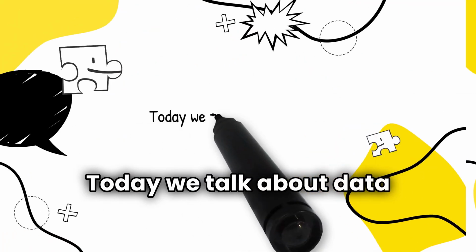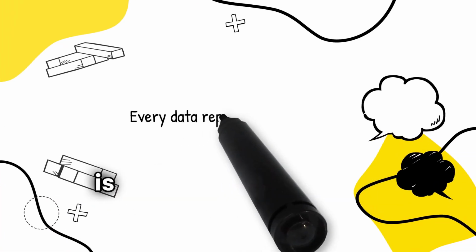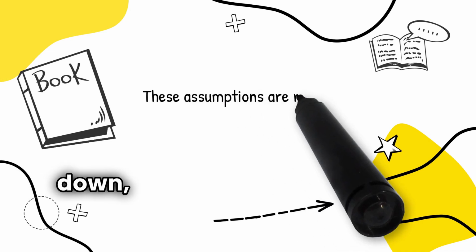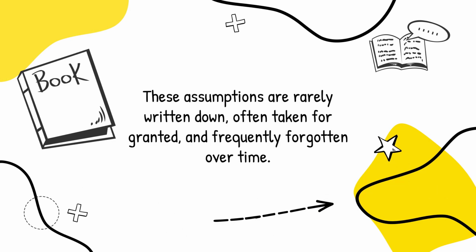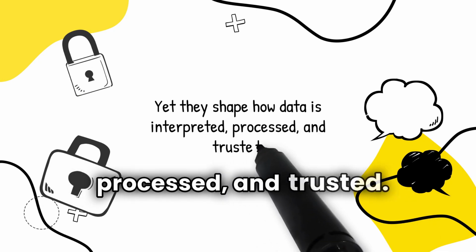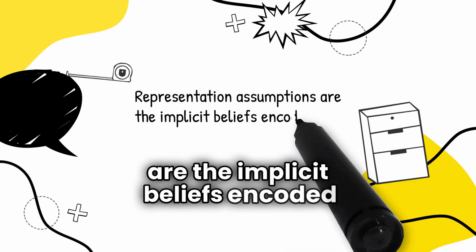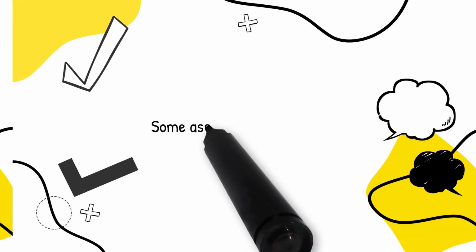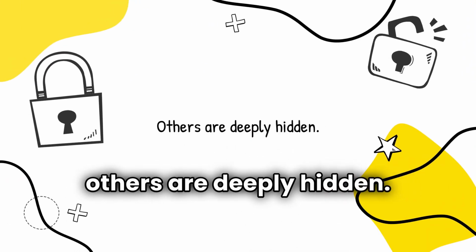Today we talk about data representation assumptions. Every data representation is built on assumptions. These assumptions are rarely written down, often taken for granted, and frequently forgotten over time. Yet they shape how data is interpreted, processed, and trusted. Representation assumptions are the implicit beliefs encoded into how data is structured, measured, and stored. Some assumptions are obvious. Others are deeply hidden.